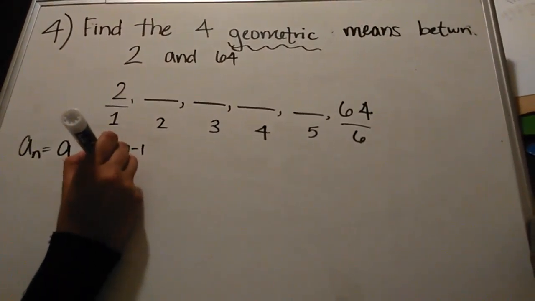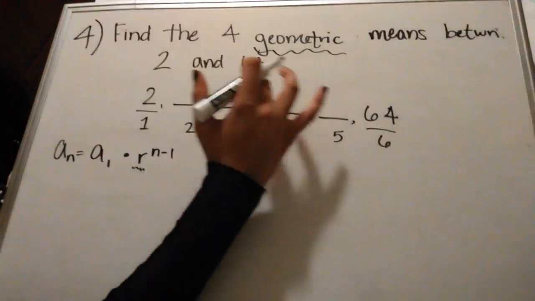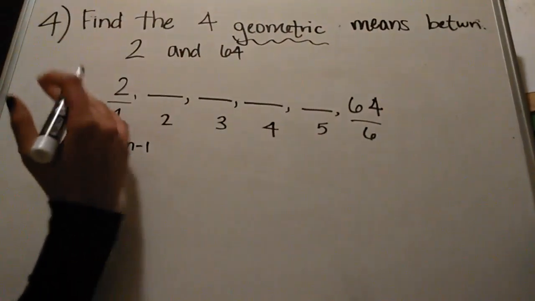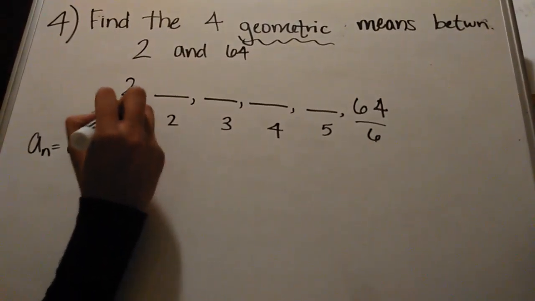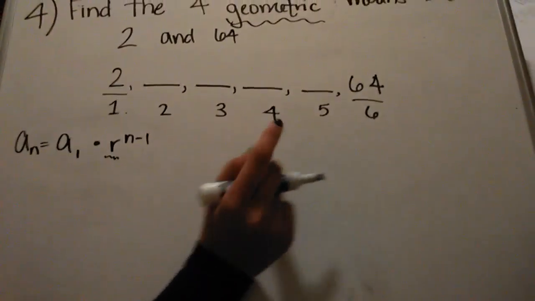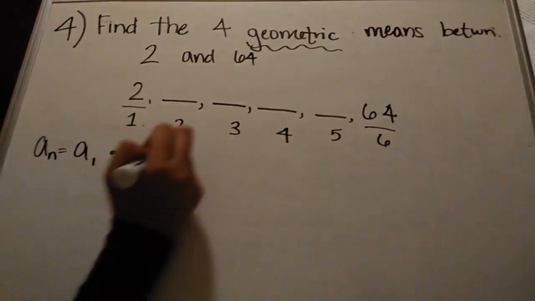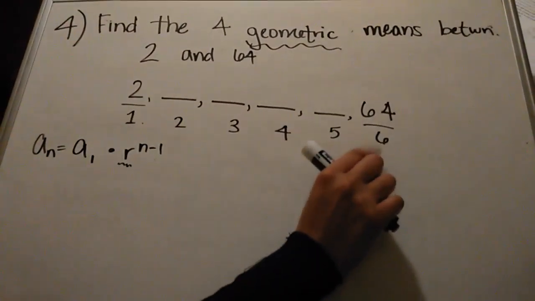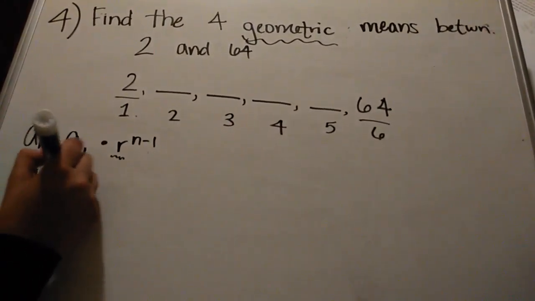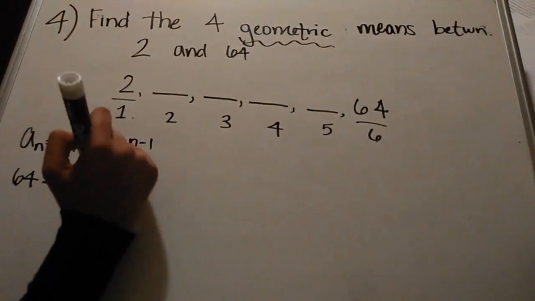Remember that we are trying to find r. We are trying to find how we got from 2 all the way up to 64, or how we're getting from one term to the next, so that we can multiply that term by r and figure out the four geometric means. We can plug in everything we know right now. We know a value for a sub n and n, and that is 64 and 6. So 64 is our a sub n. Our first term is 2, times r, what we're trying to find, to the n minus 1.